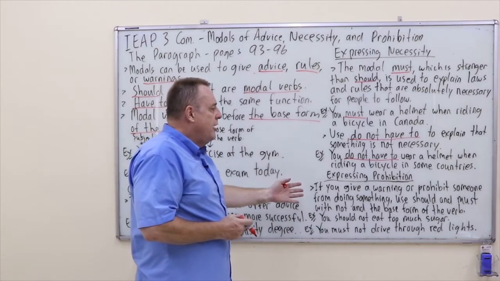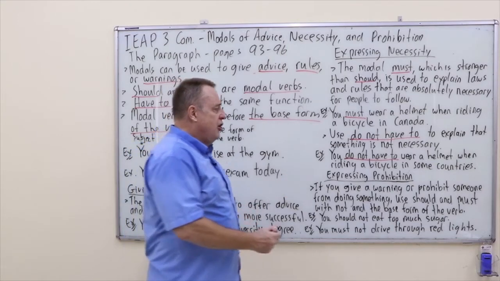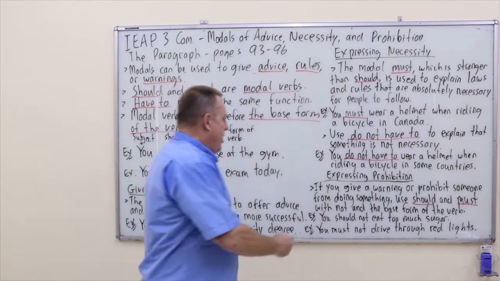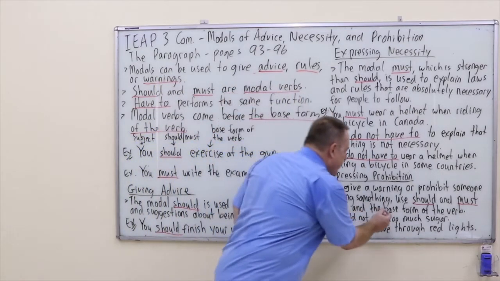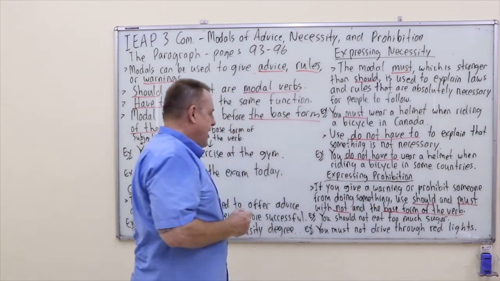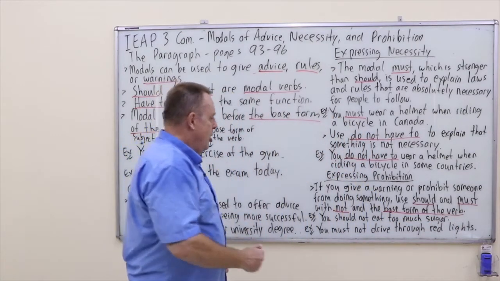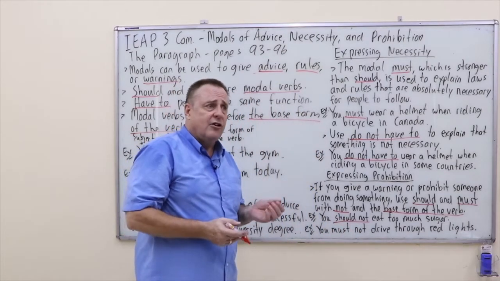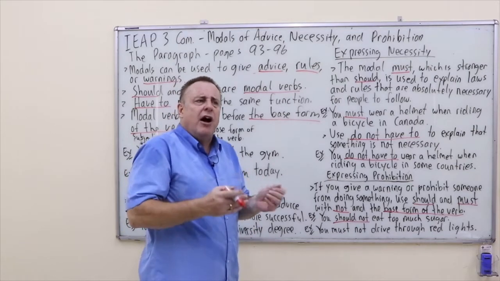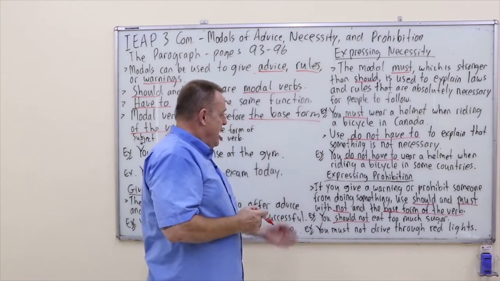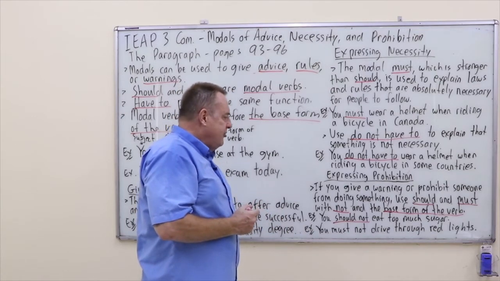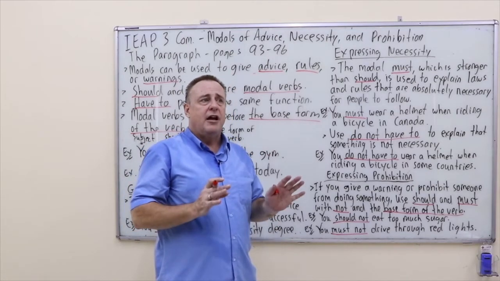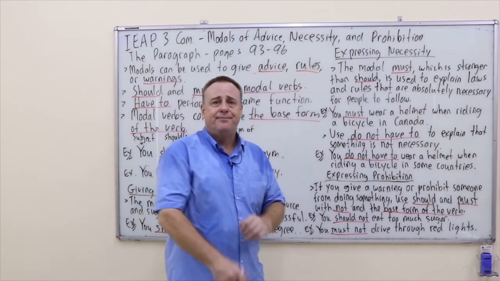Now, expressing prohibition. If you give a warning or prohibit someone from doing something, use should and must with not and the base form of the verb. Okay, let's look at a couple of examples here. You should not eat too much sugar. Okay, so that's not a law or anything. It's just a good idea to not eat too much sugar. And then for the other example, you must not drive through red lights. So that's something that you cannot do by law, okay?